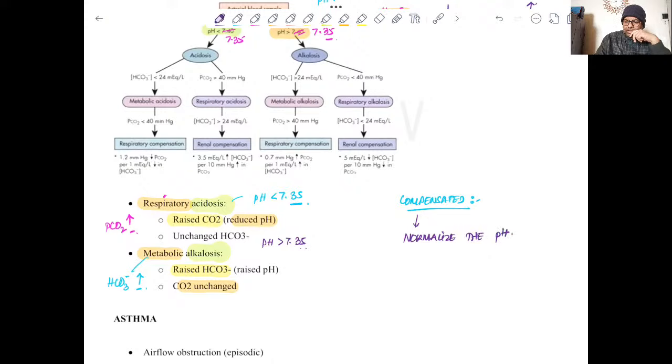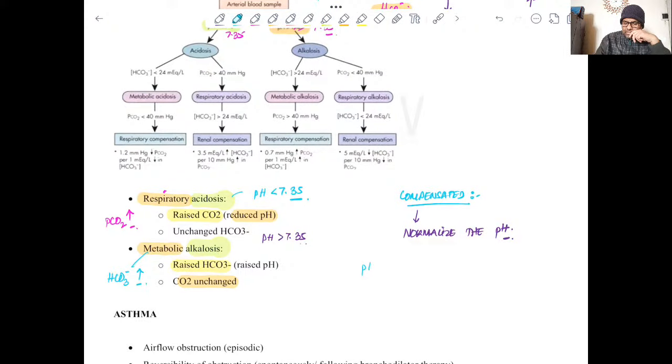Clear? So the body tries to normalize the pH. How will it do that? Suppose the pH is less because of increased PCO2, then the body will try to compensate it by increasing bicarbonate. So if you find increased bicarbonate, it means the body is trying to compensate the acidosis. Clear? So the other entity will be altered to compensate the acidosis or alkalosis, whatever, and the body is trying to normalize the pH, right?